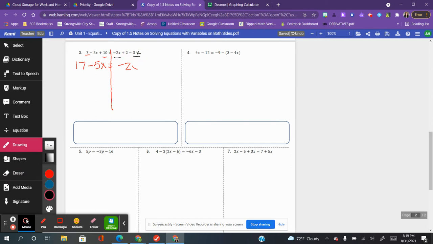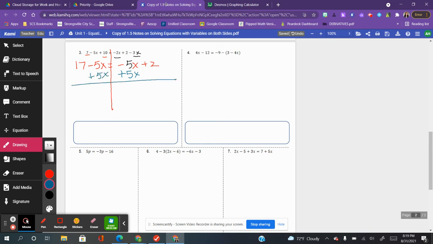negative 2x and the 3x. And when I combine that negative 2x with that 3x, I'm going to get negative 5x, and then plus 2. Okay, so now that we fixed that, my next job is to eliminate a variable on one side. I'll just go ahead and eliminate this negative 5x by adding 5x on both sides.